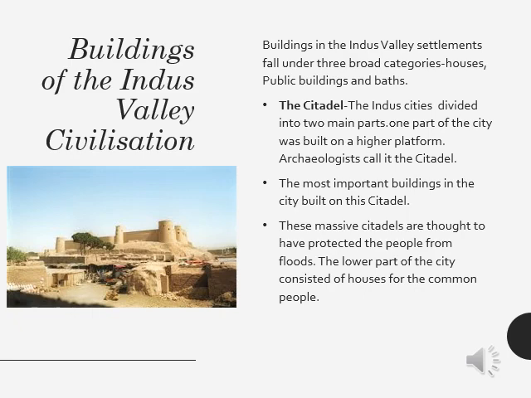The most important buildings in the city were built on this citadel, like the public bath or the Great Bath of Mohenjo-daro, granary, assembly hall and workshops. These massive citadels are thought to have protected the people from floods. The lower part of the city consisted of houses for the common people.